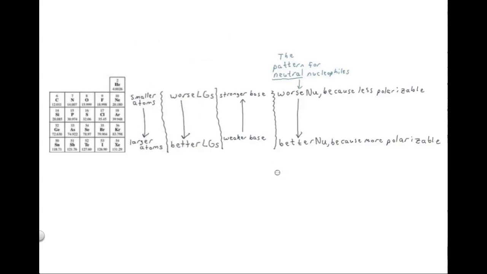Here's a summary of all of those trends. When comparing elements in the same column, leaving group ability improves when you move down a column. Base strength improves when you move up a column. And for neutral nucleophiles, nucleophile ability improves when you move down a column.